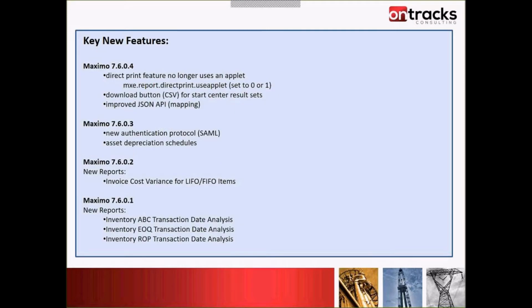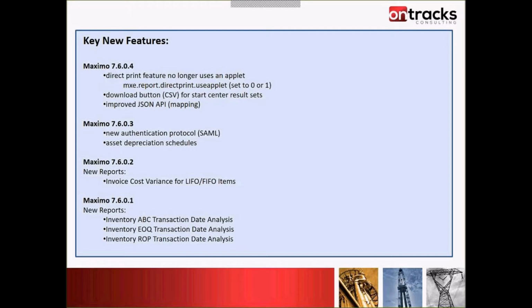7604, one of the main features was the direct print feature no longer uses an applet. So this is kind of a nice feature. It's not directly tied to Java anymore. You do want to ensure that the use applet property is set appropriately so that it actually bypasses the applet and uses basically the different functionality for printing.